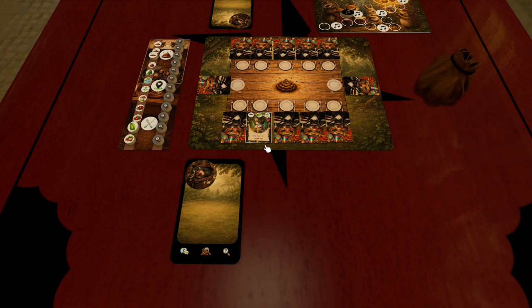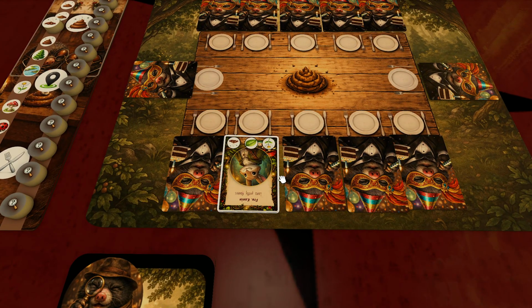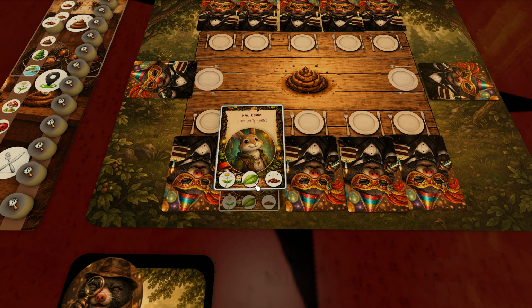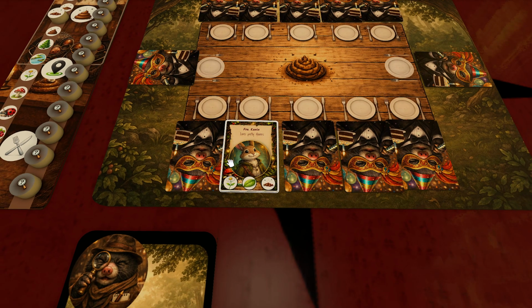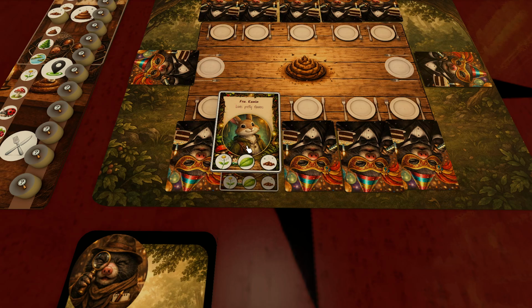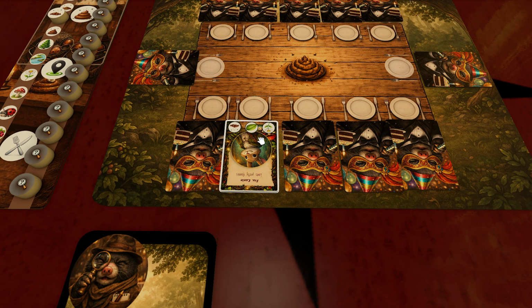But in the physical version, they won't be able to actually see the small icons here. They can only see her little text, loves pretty flowers. And that is a clue saying that she lives where there are flowers. They cannot see this down here, but they can see the text. So they get a small clue by her being face up.